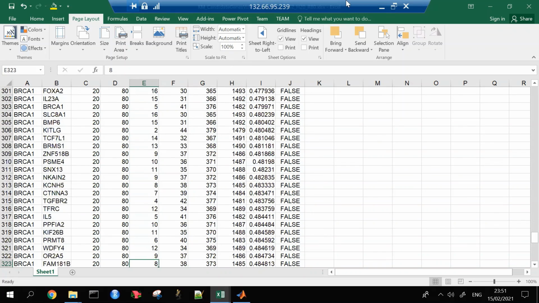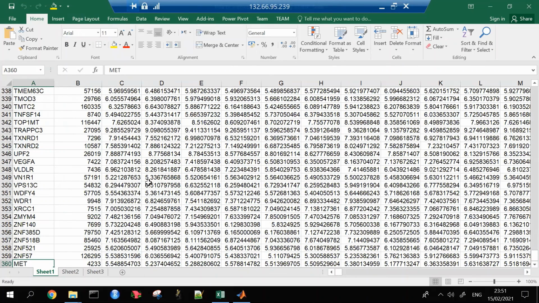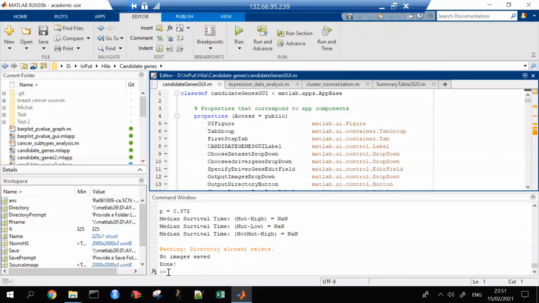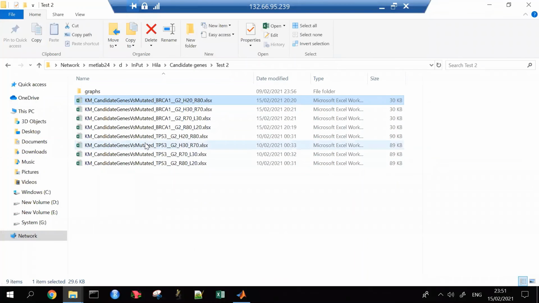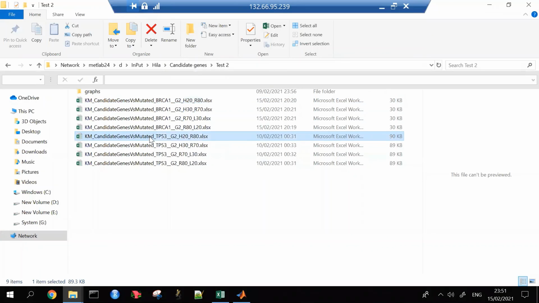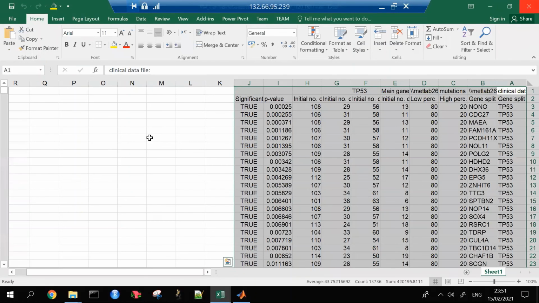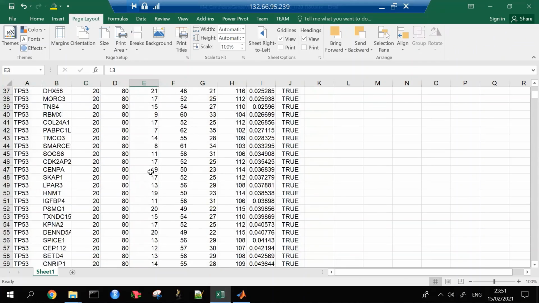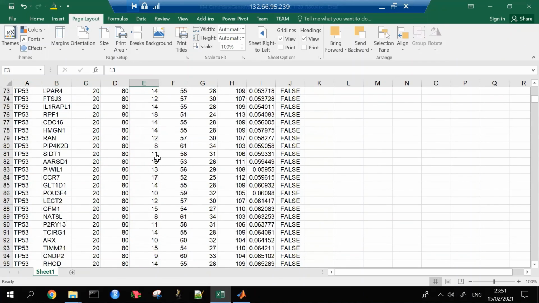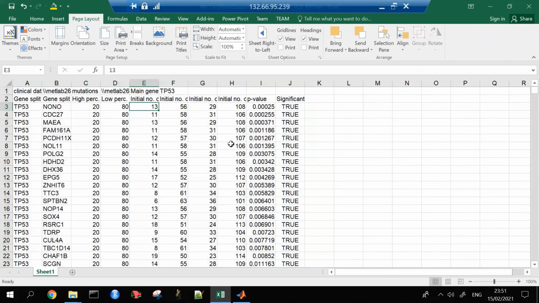And this is with BRCA1. It's a little bit better with TP53, because it's a tumor suppressor in cancer. But again, in this case, we had fewer patients in general.